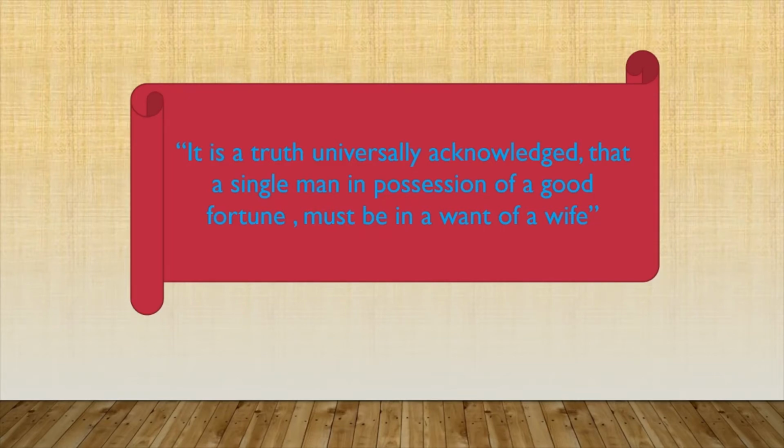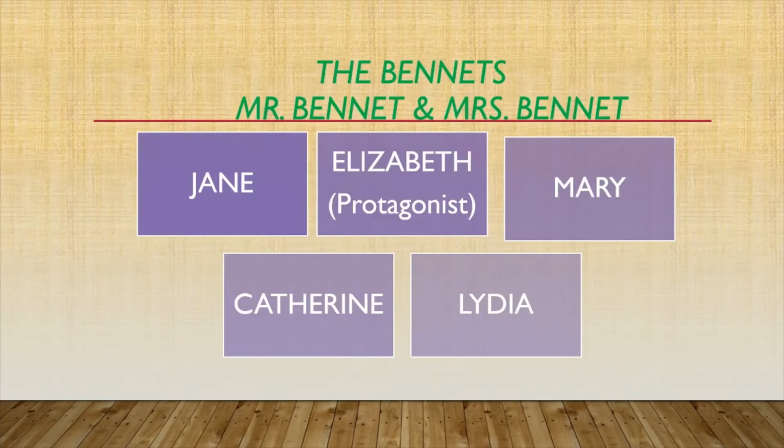The setting of Pride and Prejudice is rural England in the early 19th century. There is the Bennet family who lived in a village called Longbourn in the Bennet household. They have 5 daughters. First is Jane. She is the eldest of all. Then Elizabeth. She is the protagonist and second eldest daughter. She wants to build an independent life for herself with a partner she truly loves and respects.